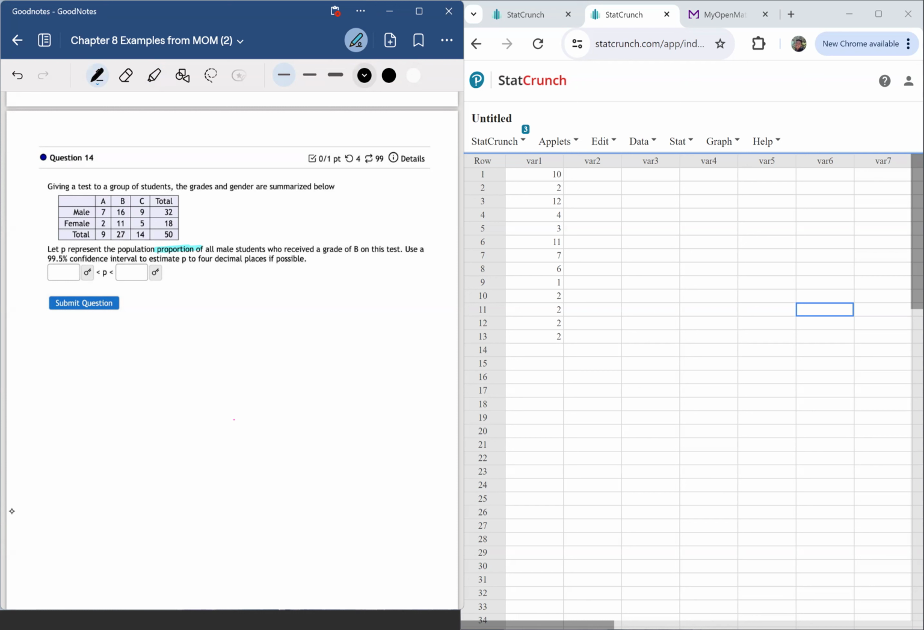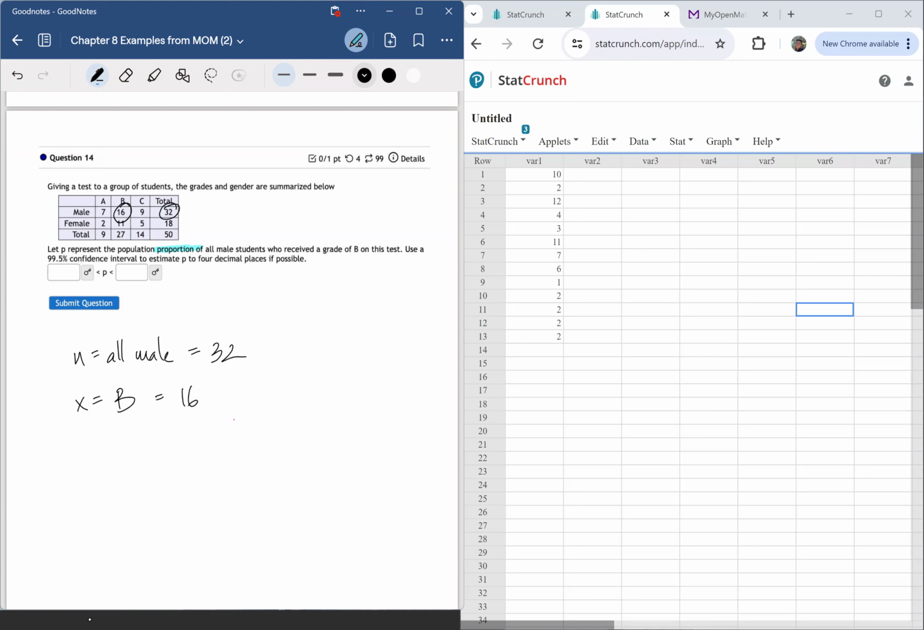Okay. So looking at this information, we know that our sample is all male students. And we can see from the table that that's just 32 students. Okay. Now, what is our measure of success? We're measuring their success if they got a B on this test. Not a B or higher, just a B. Okay. They earned a grade of a B, and that is 16.